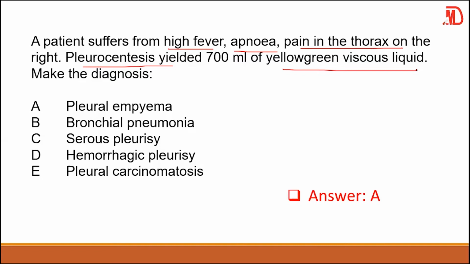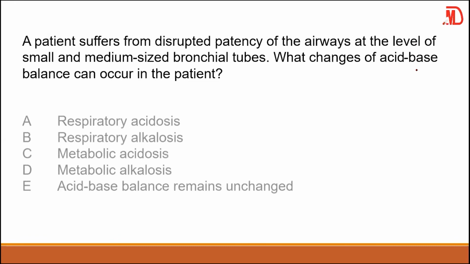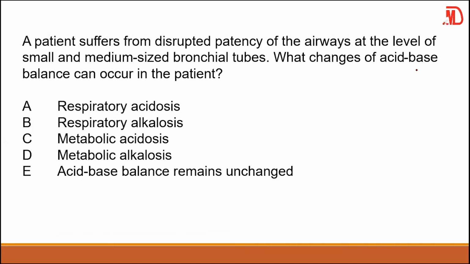All right. Good. Anytime I see acidosis alkalosis, I know it's a bonus question for you guys. So now a patient suffers from a disrupted patency of the airway at the level of the small and medium-sized bronchial tubes. What changes of acid-base balance can occur?